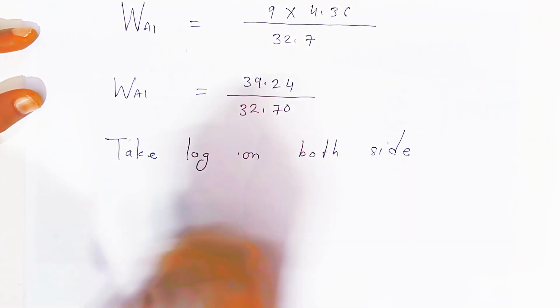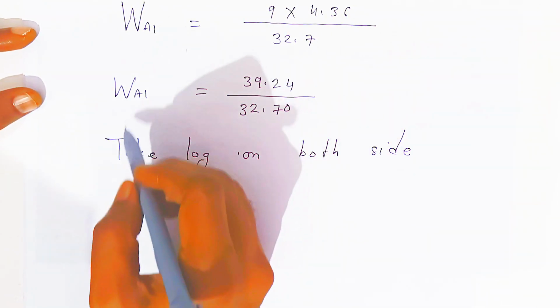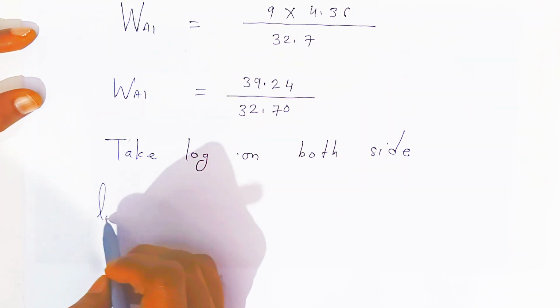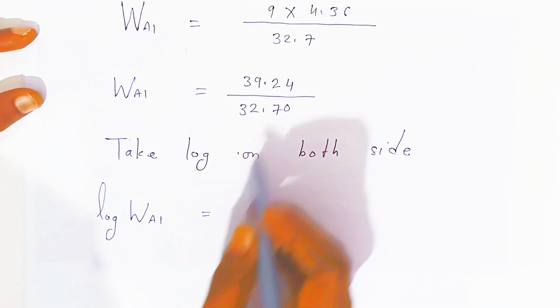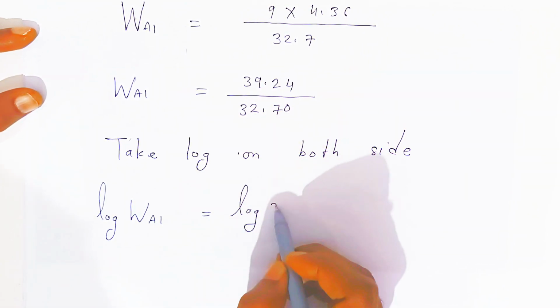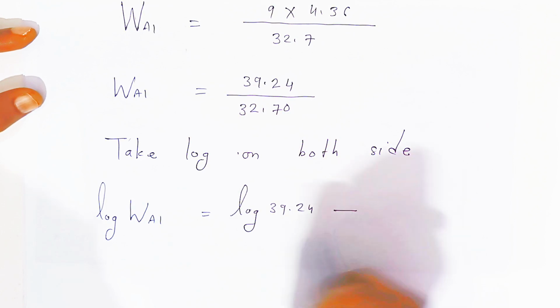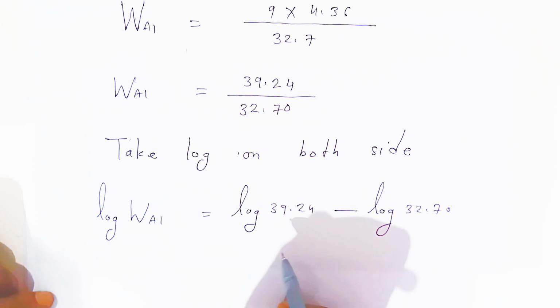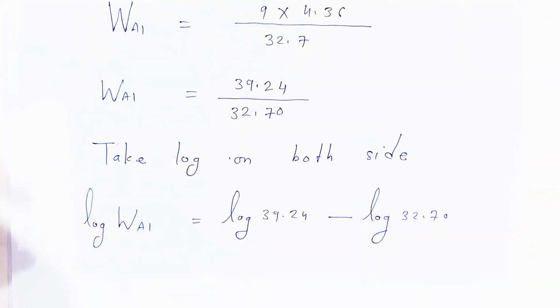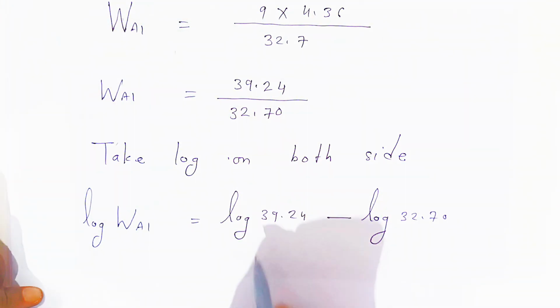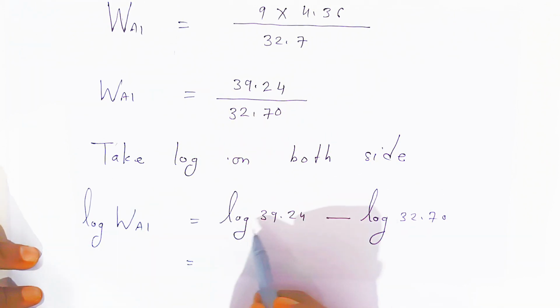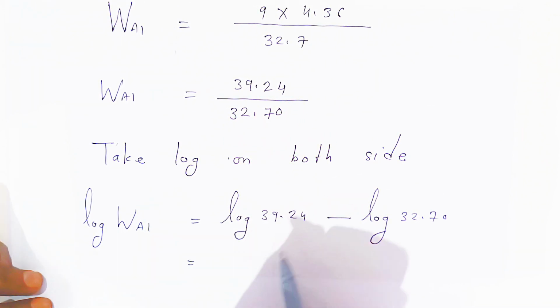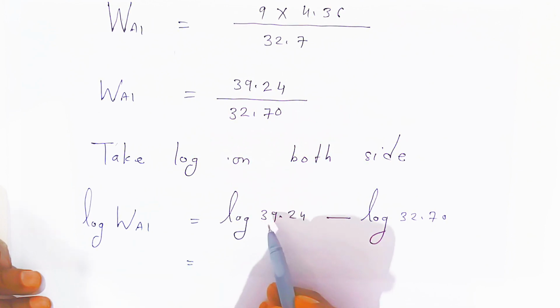So how you will do with the log table, students? That also I am explaining here. So you are taking the log on both the sides. So it becomes log of weight of aluminum equals log of 39.24, because it is division, so you have to put minus symbol, log of 32.70. Okay, students. Now, students, if you want to find the log of 39.25, you have to write the characteristic first. Here before decimal you have 2 digits, so 2 digits, you have to always subtract 1. So 2 minus 1 will be 1, will be the characteristic.